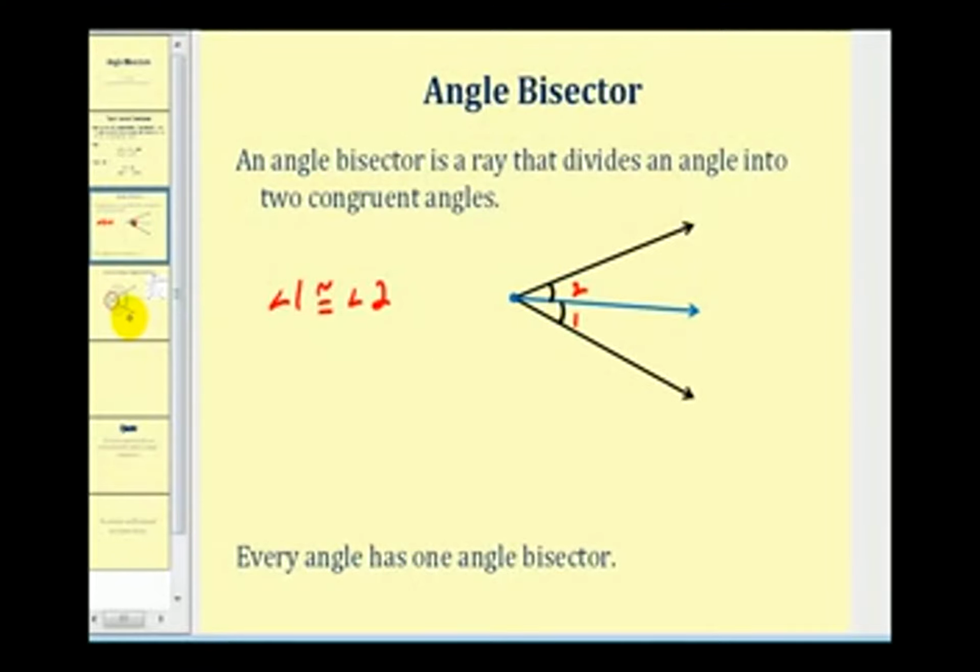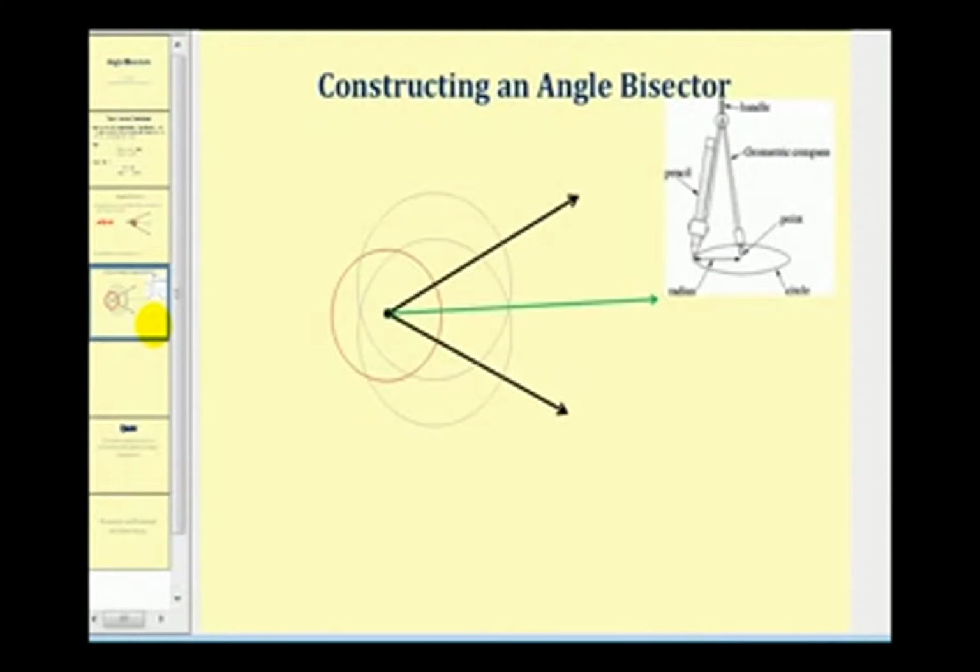Now, given an angle, let's talk about how we can construct an angle bisector. And this will require a compass. So the first thing we can do is put the point on the compass at the vertex of the angle, and we either construct a circle or at least swing an arc that intersects both rays of the angle. So something like this.